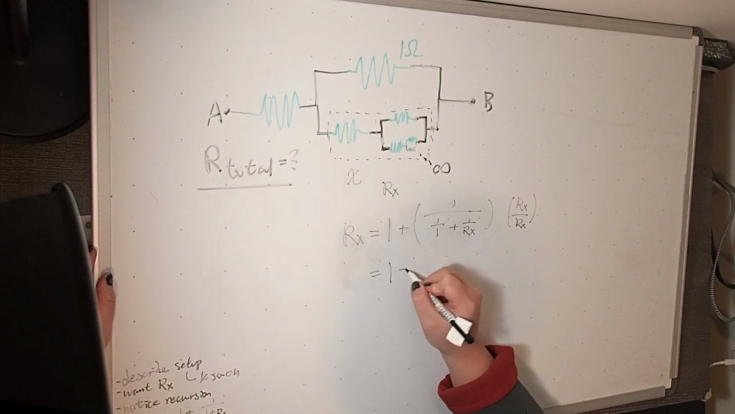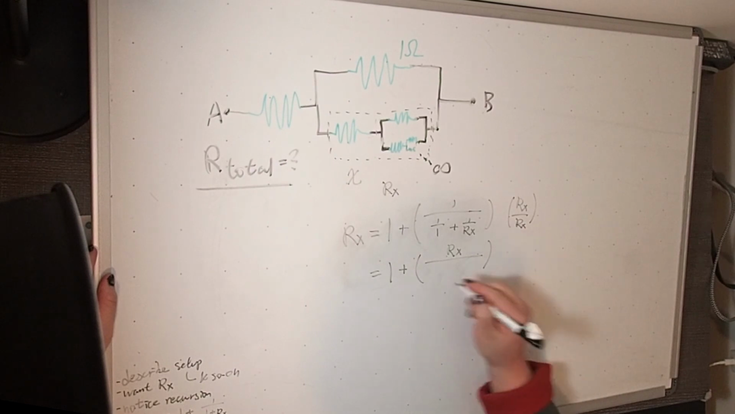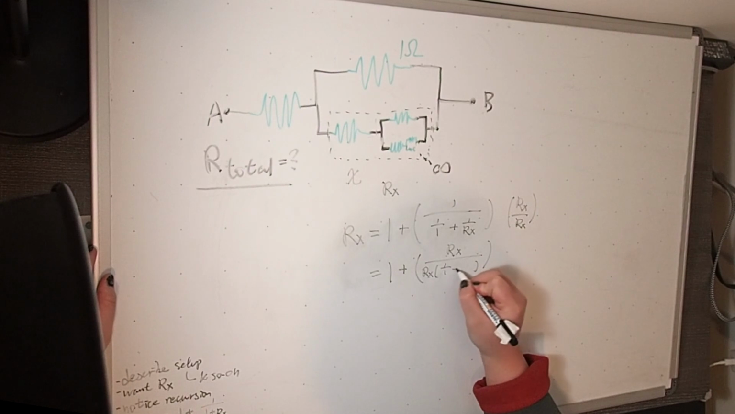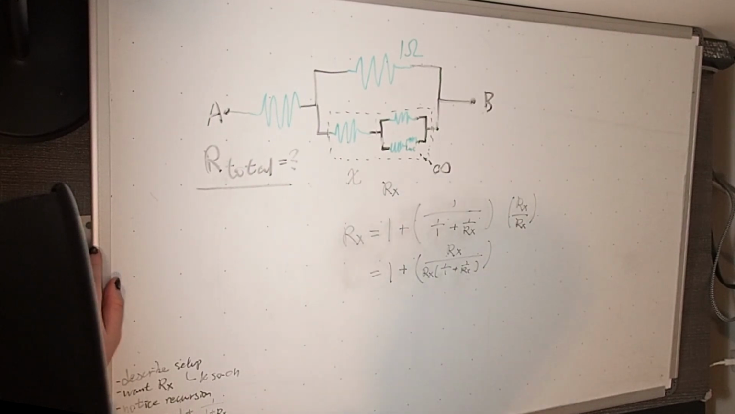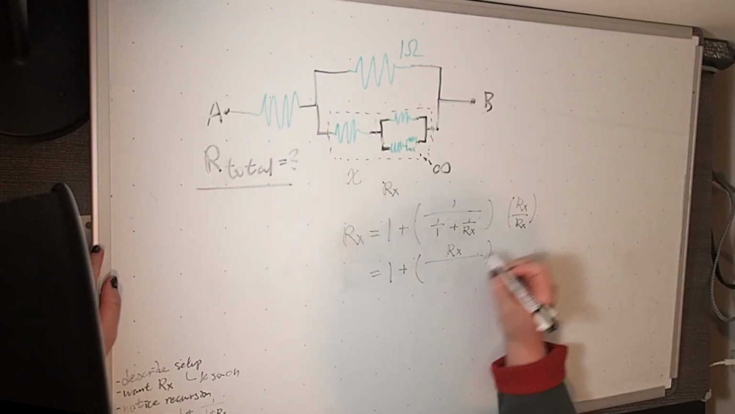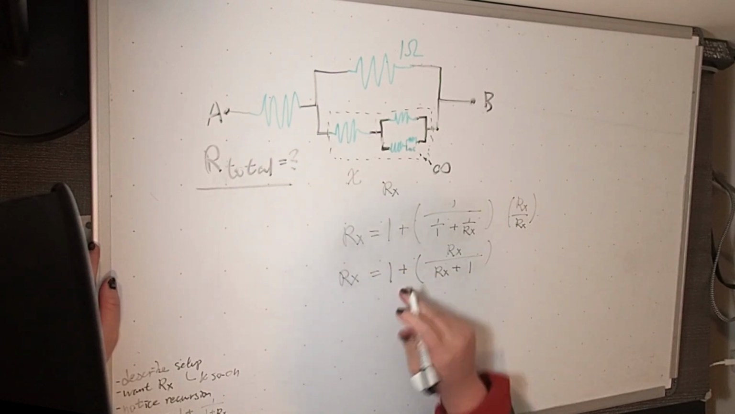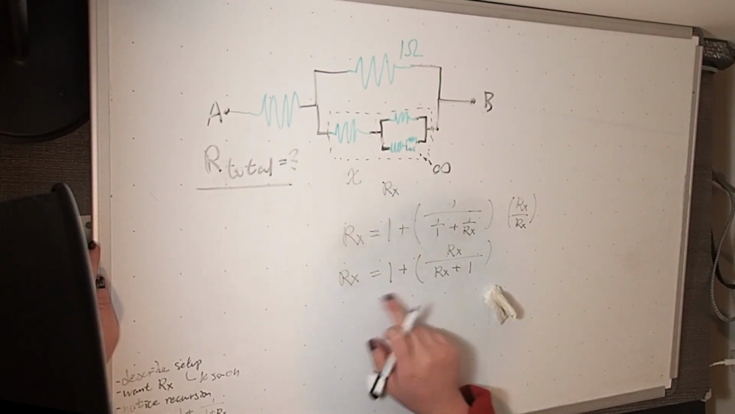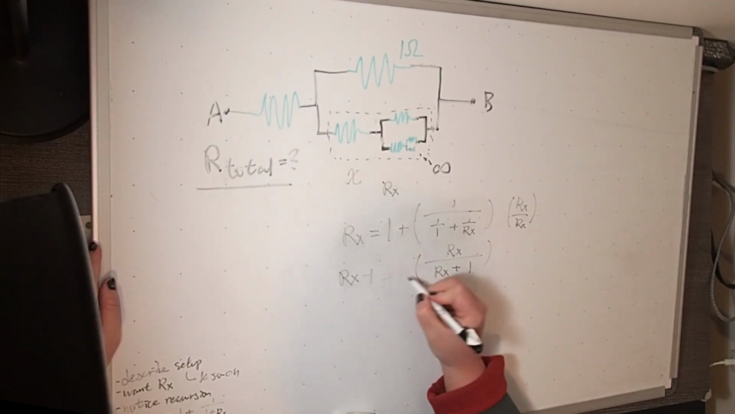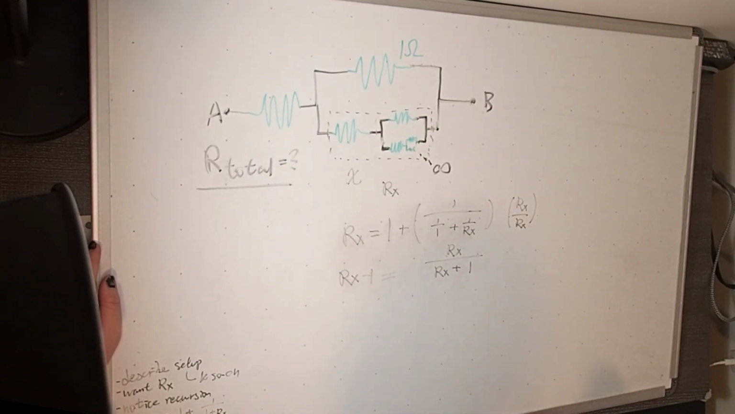So we can say this is 1 over 1 plus Rx over, we can distribute the 1 down here, we have Rx times 1 over 1 plus 1 over Rx. And we can simplify this into Rx plus 1, of course, equals Rx. But then, over here, we can move the 1 across so that we get Rx minus 1 equals this portion over here.